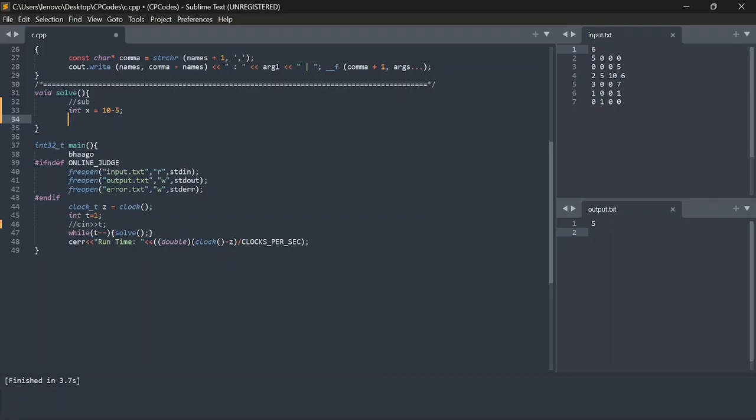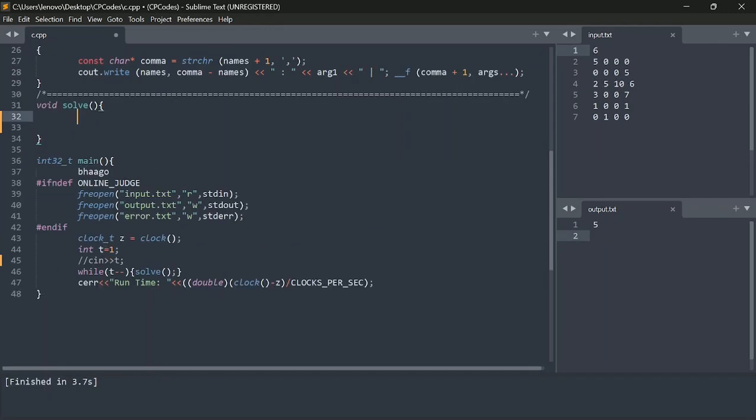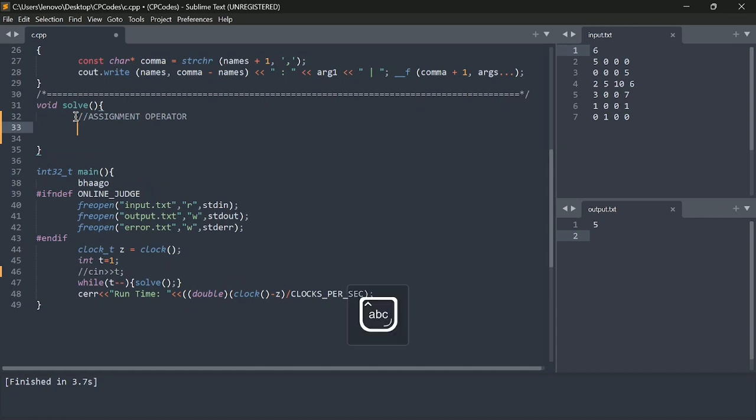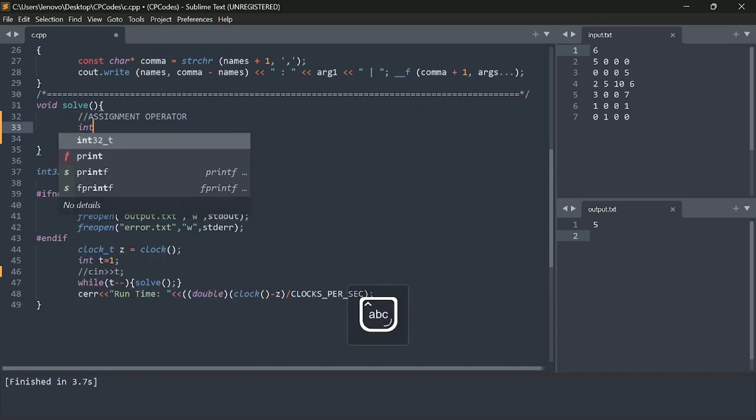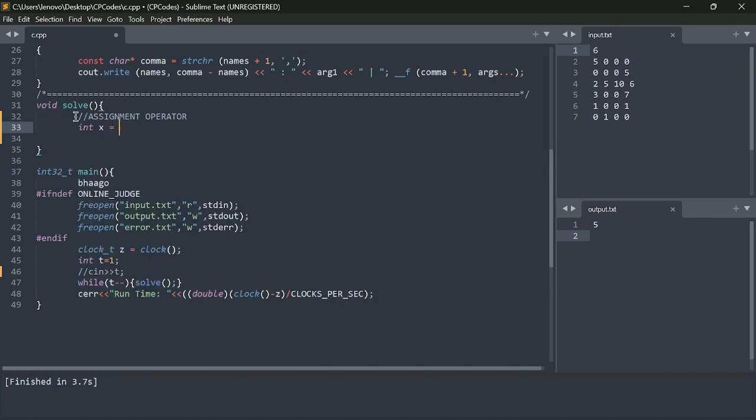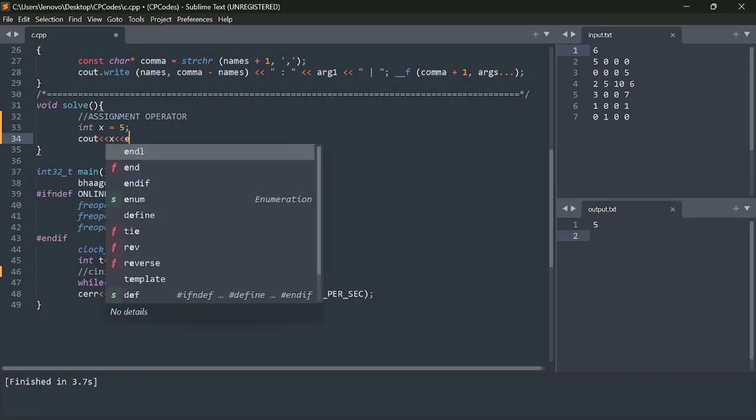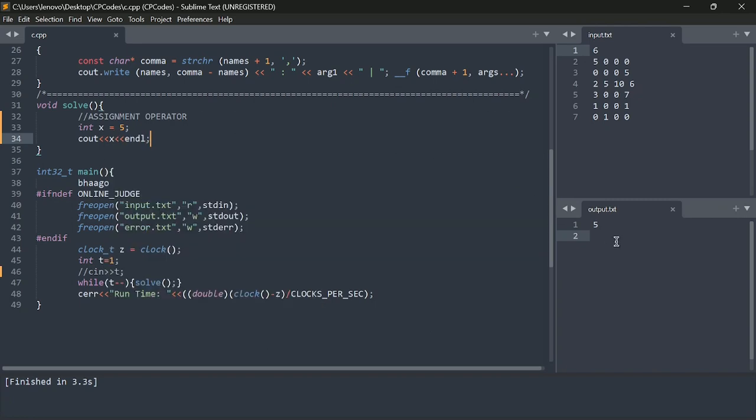Now talking about the assignment operator, how does this assignment operator work? I already told you that if we define some x equal to 5, it means x has been assigned a value of 5. If I simply print this, we all know what the output is going to be. The output is simply 5.